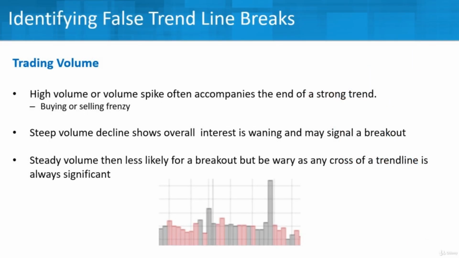Another way you can use that, in combination or on its own, is to look at trading volume. How much buying and selling is going on, right? If there's a high volume or a volume spike, that often accompanies the end of a strong trend, whether it's a strong uptrend or a strong downtrend. There's a buying and selling frenzy that's breaking through that trend line.